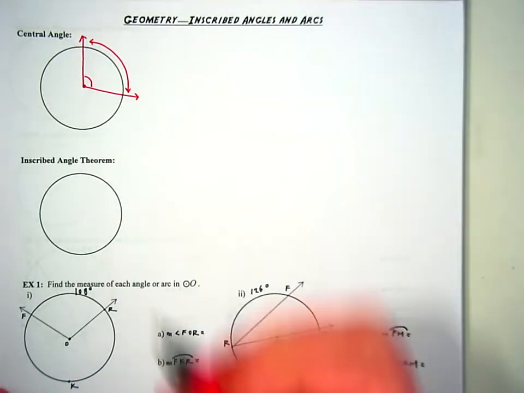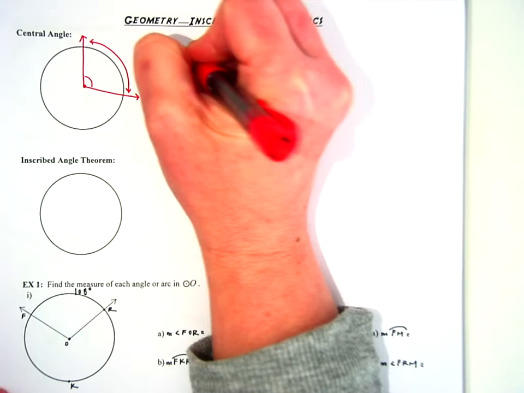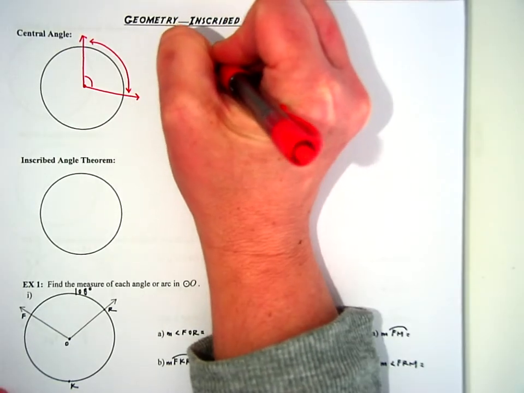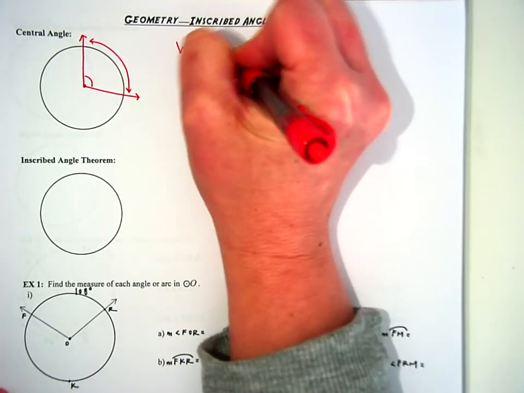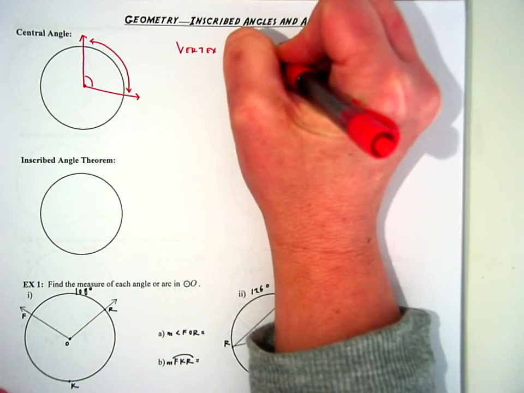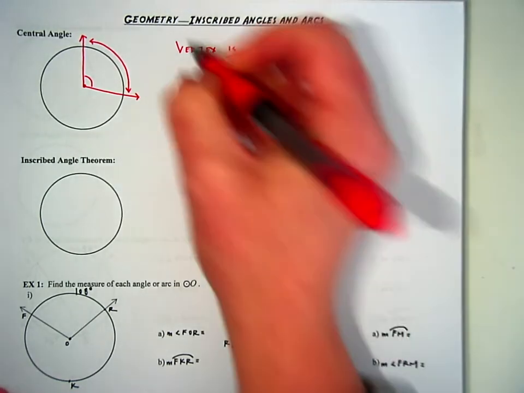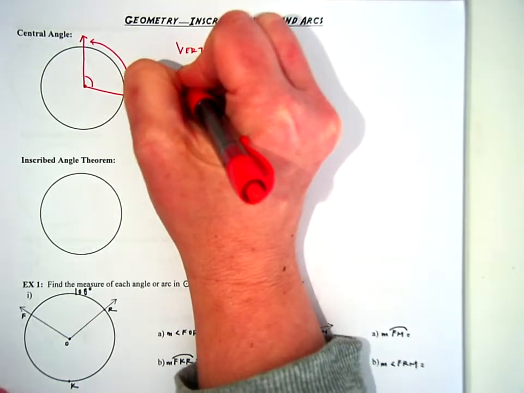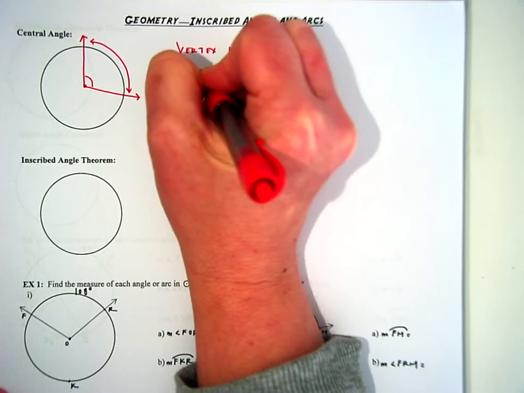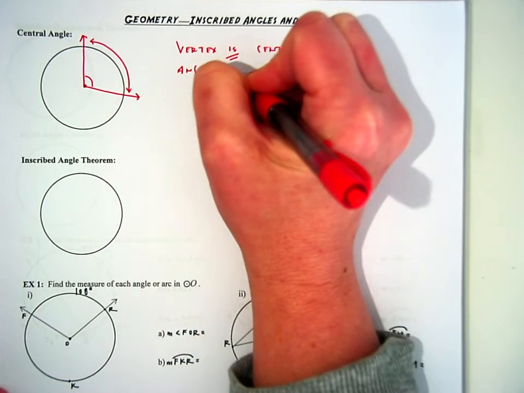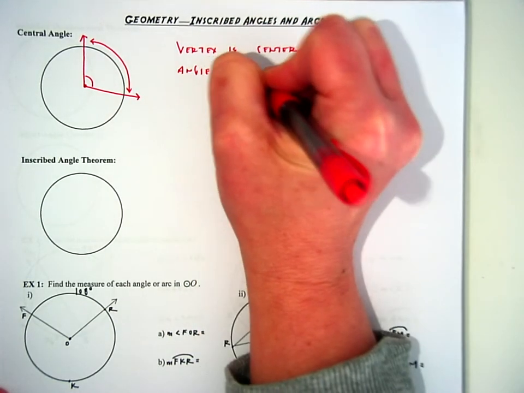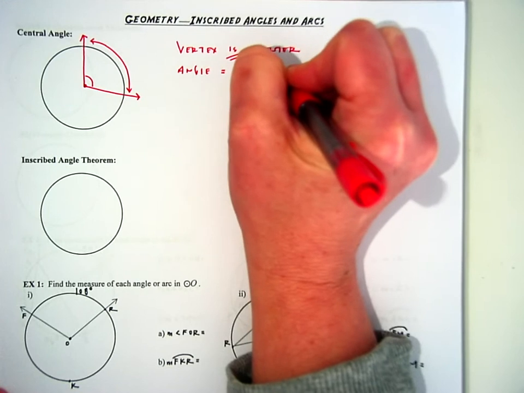So again, a central angle, the vertex is the center of the circle. And the relationship is that the central angle measure will be equal to the measure of its intercepted arc.